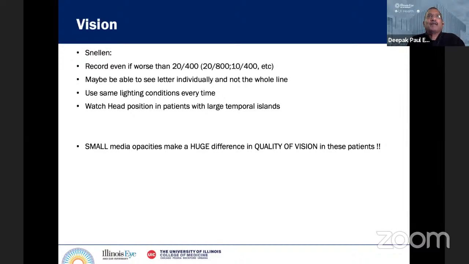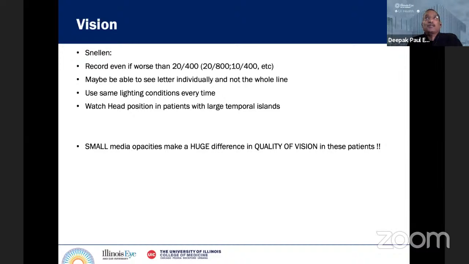You want to use the same lighting conditions every time, because changes in lighting in the room, different charts, can make a big difference in these patients with markedly constricted visual fields or very severe glaucoma. Now, it's very important to watch the head position in these patients while taking visual acuity. Some of your patients will have large temporal islands through which they can see 20/400 or 20/200. So they will tilt their head so as to expose their temporal visual field to the chart. So, for example, a patient has a right eye severe glaucoma.